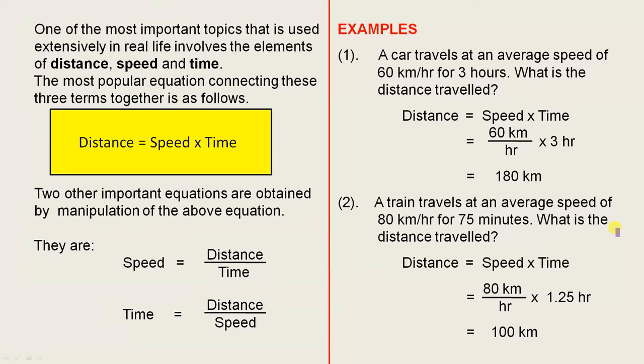Number 2, a train travels at an average speed of 80 kilometers per hour for 75 minutes. What is the distance travelled? We use the equation distance equals speed multiplied by time, which is 80 kilometers per hour times 1.25 hours, because 75 minutes is 1.25 hours. If you multiply 80 by 1.25, that gives us 100 kilometers, and that's the distance travelled.